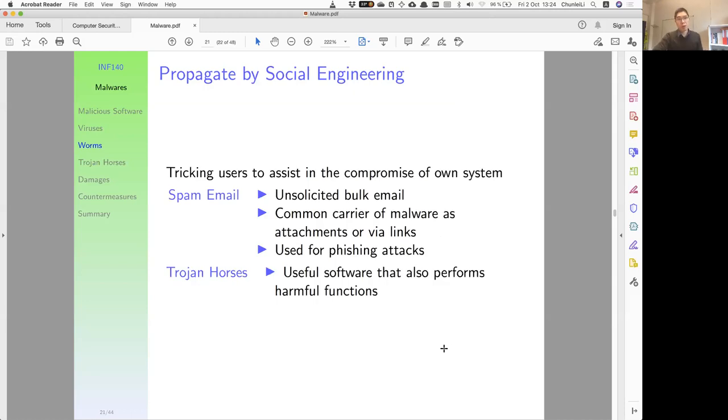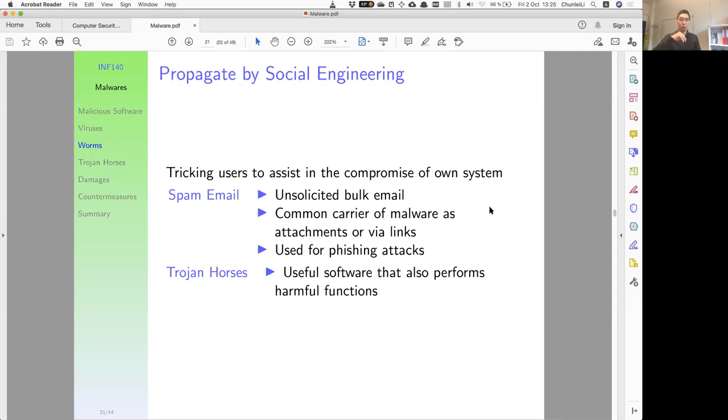In general, propagation by social engineering tries to trick users into assisting in the compromise of their own system. There are two general ways. One is spam email. With spam emails, the attacker mostly sends out unsolicited bulk emails to many email addresses, with the probability that some user could click some link or download some attachment.